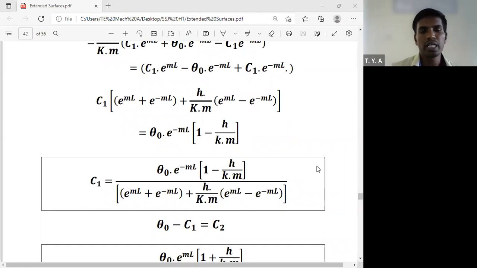C1 is equal to theta 0 e raised to minus ml into bracket 1 minus h upon km divided by e raised to ml plus e raised to minus ml plus h by k into m into bracket e raised to ml minus e raised to minus ml. Okay, so this is the value of C1. And what is the equation of the C2? C2 is nothing but theta 0 minus C1. So in that equation we have to put the value of C1 and find out the value of C2.